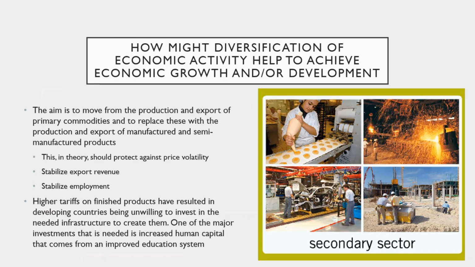The next thing we're going to talk about is diversification and how that could help with economic growth. Diversification is the aim to move from production and export of a primary commodity and replace these with the production of export of manufactured and semi-manufactured products. So this is trying to go from a primary economy to an industrial economy. High tariffs on finished goods have resulted in developing countries being unwilling to invest in needed infrastructure to create them. So protectionism can really hurt LDC countries from trying to become diversified.